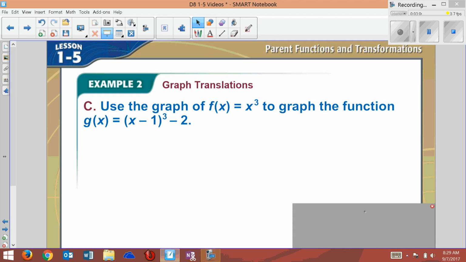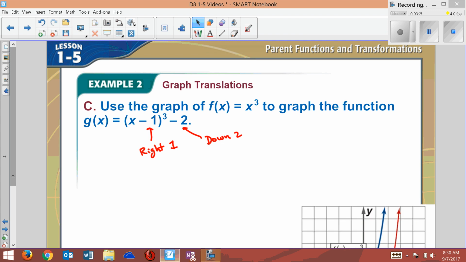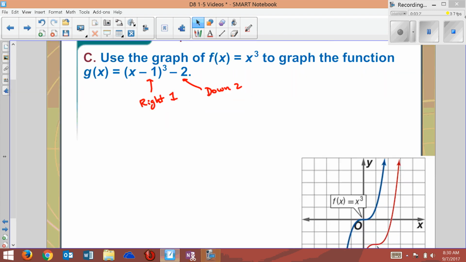All right, and now here, the third example. This time we have 2 shifts going on. All right, I'll let you tell me. Is the negative 1 on the inside or outside? Inside. And it's inside, it's horizontal, it's backwards. So this would be right 1. This is on the outside. Outside's vertical, outside's normal. So this would be down 2. So our graph here should be right 1, down 2 units. As you look at the picture, that is the case.